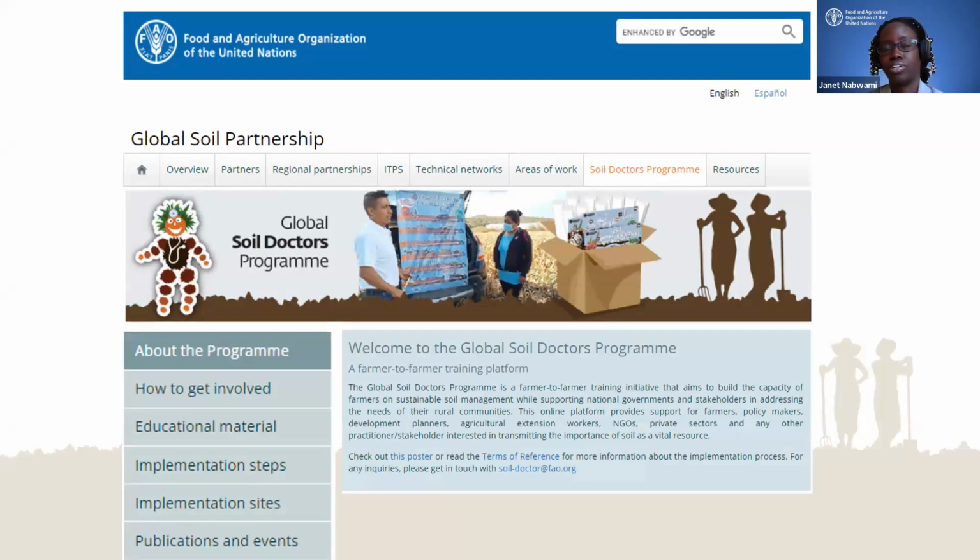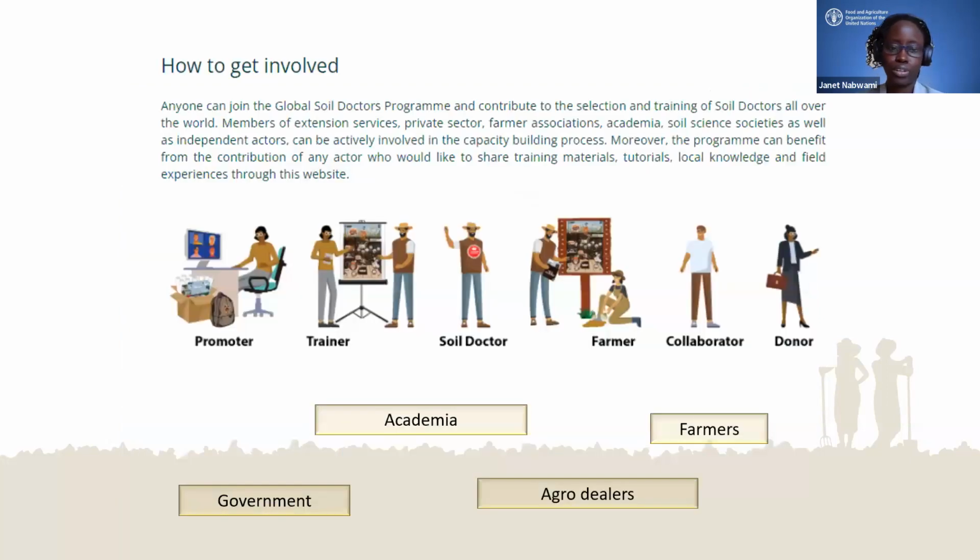I'll put the links in the chat, but it is more of a farmer-to-farmer initiative that looks at building the capacity of the farmer in sustainable soil management, and also taking into understanding the local concept or the local area where the farmer is coming from, or the local communities. And then the program is tailored towards their needs. So you can get involved. It's not limited to farmers.